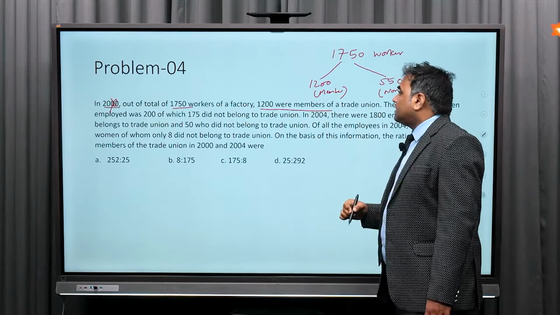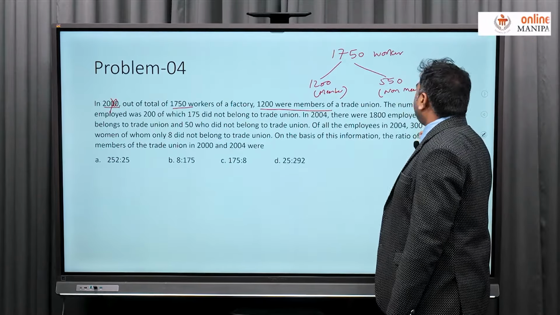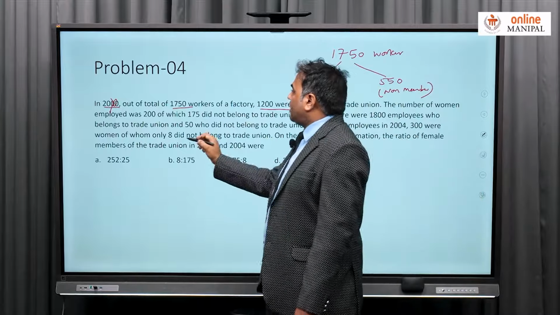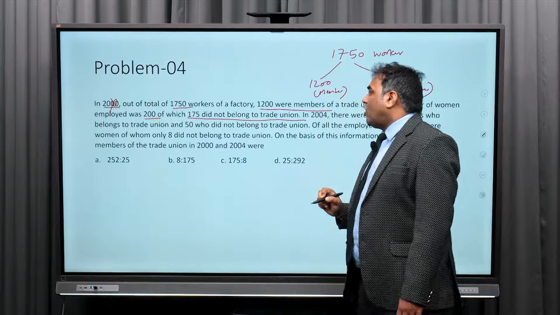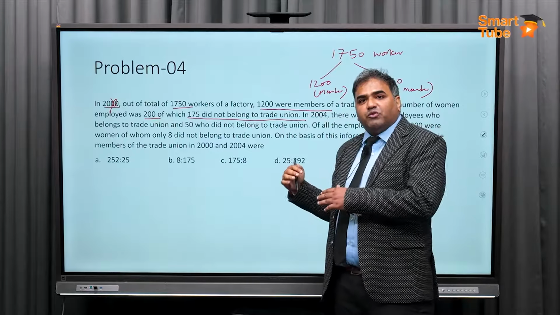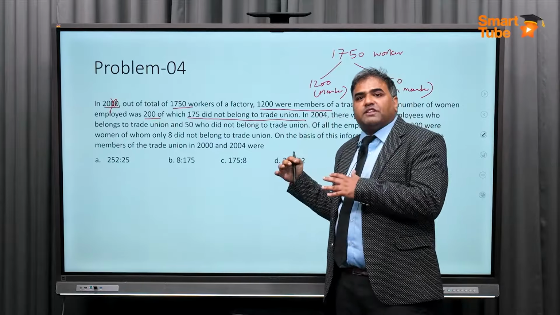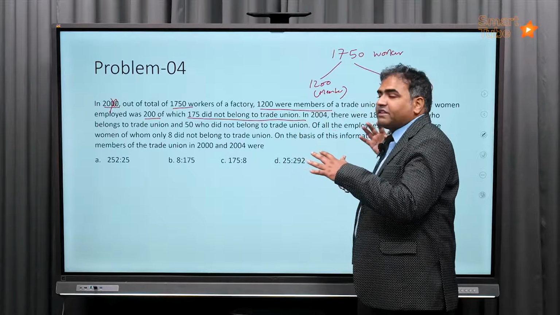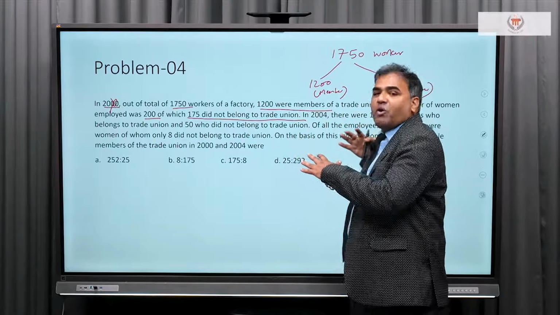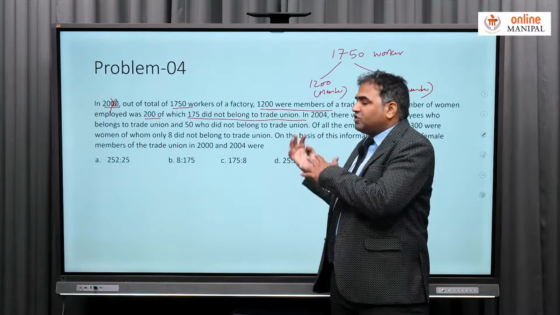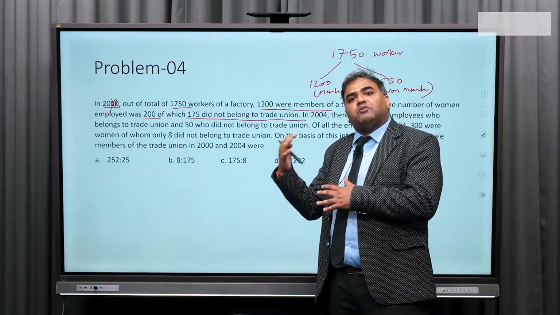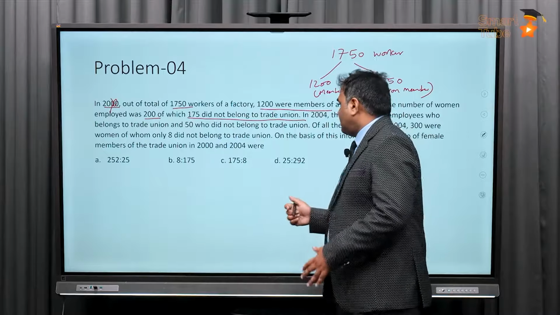Then what else? The number of women employed was 200, out of which 175 did not belong to the trade union. Now if you solve it through the crisscross method or the bow and arrow method, it would tend to be very complicated. So why don't we try tabulation here? Let's do this question through tabulation, which I have explained so far.